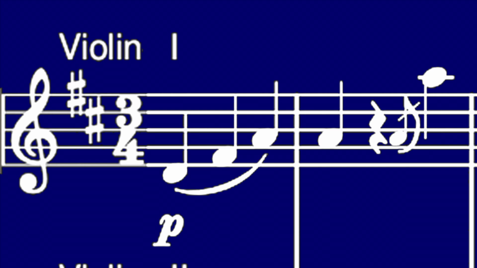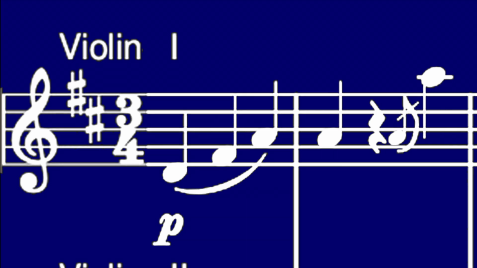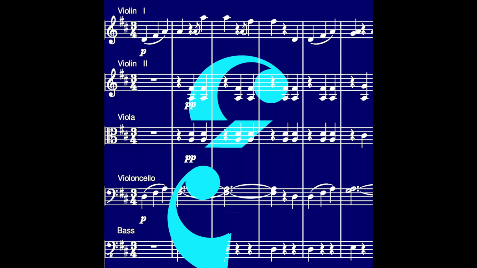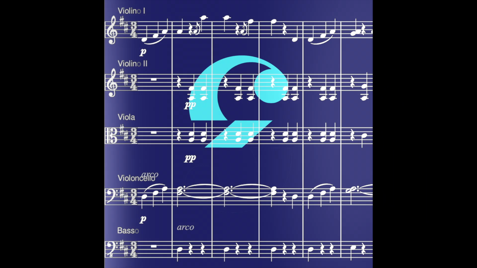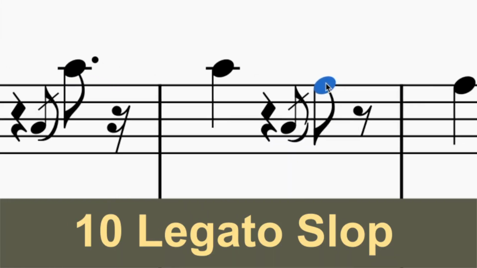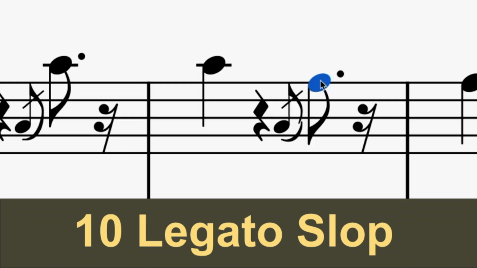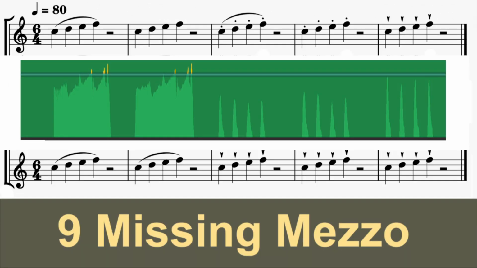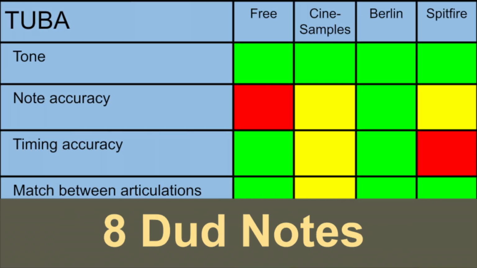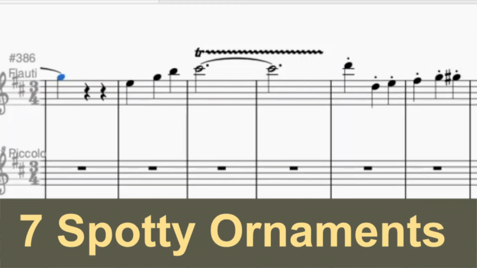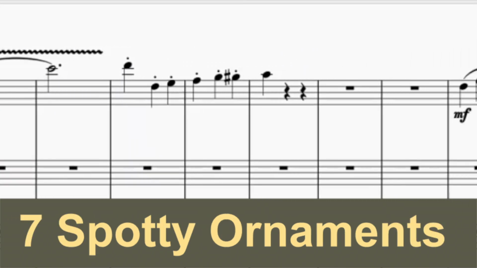This is the story of how one piece of music triggers the worst 10 things about Musescore. Coming in at problem number 10, Legato Slop and the painful process of de-slopping. Number 9, the missed opportunity of mezzo. Dud notes are in at number 8, and a particularly prevalent form of dud, ornaments, at number 7.